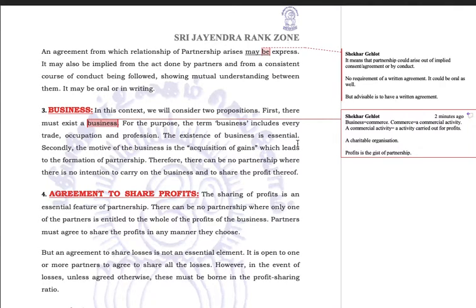For the purpose, the term business includes every trade, occupation, or profession. That means it includes goods as well as services. You are selling goods, manufacturing goods, producing goods, distributing those goods, or you are creating services and selling or providing those services. It may be a trade, occupation, or profession. The existence of business is essential.